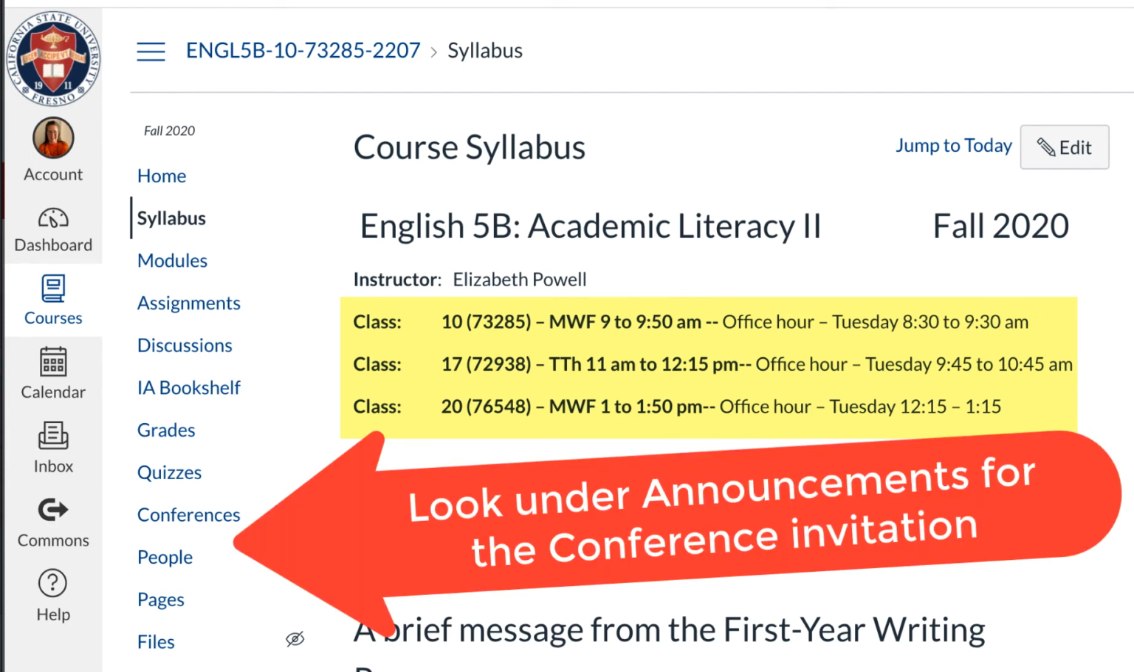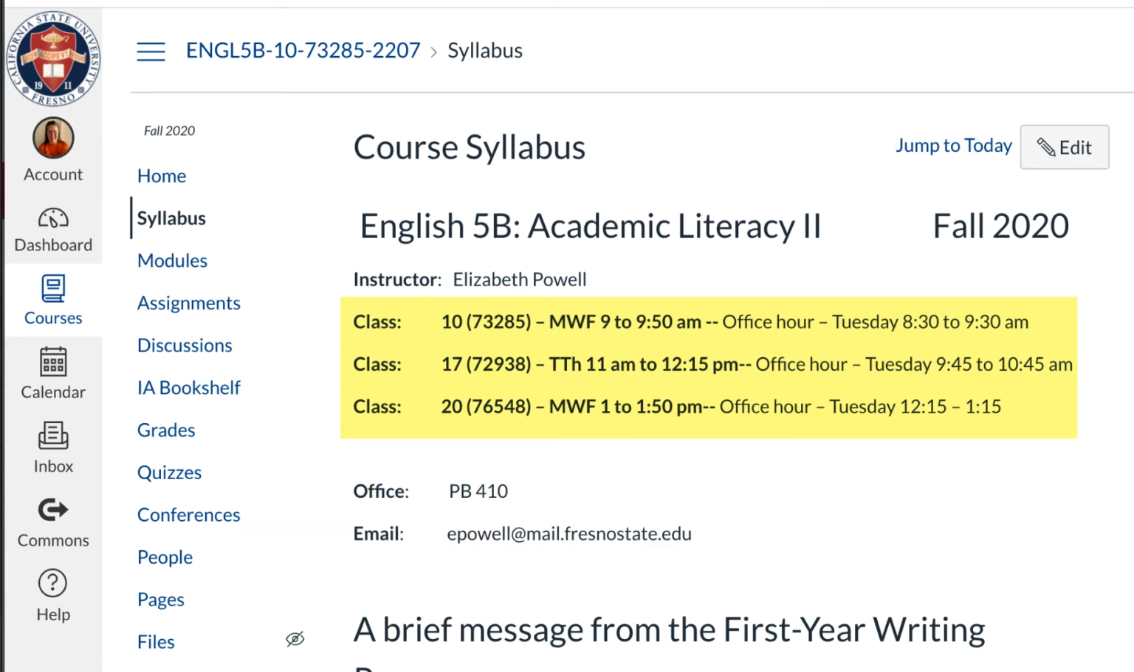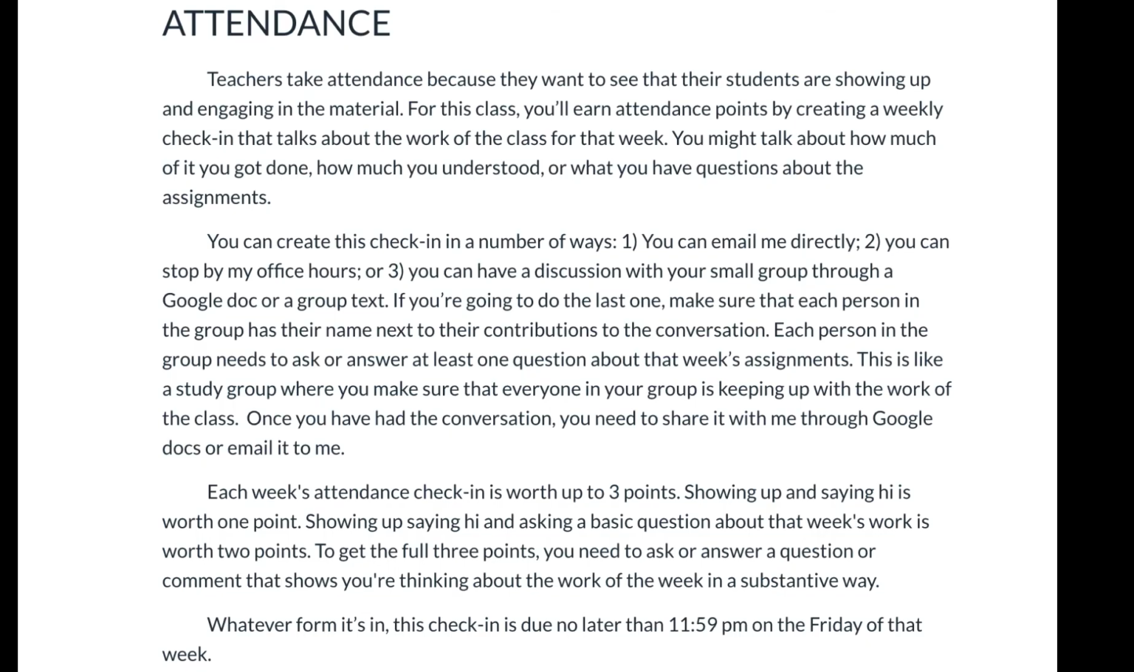Under announcements, there will be an invitation posted to get into the conference each week. So you can come in, hang out, ask questions, deal with essay issues, if you have problems with a prompt, any of those kinds of things. That's what the office hours are for. The office hours are also there as part of attendance.